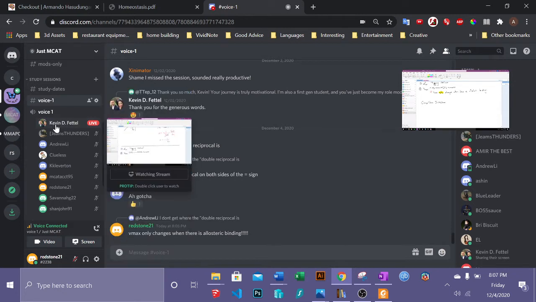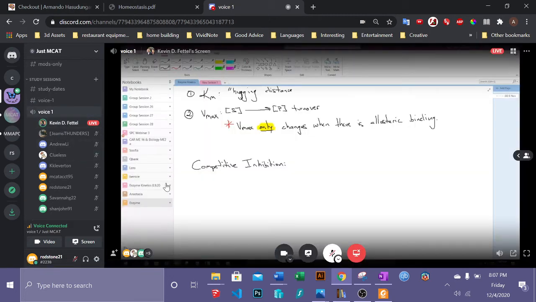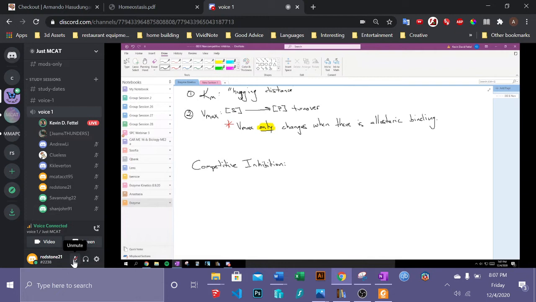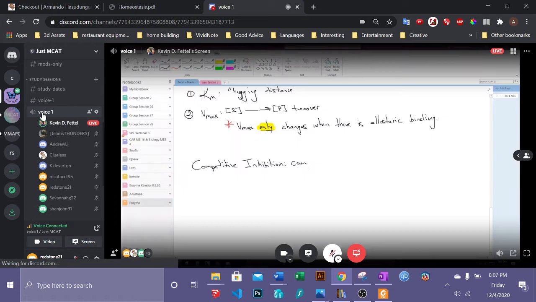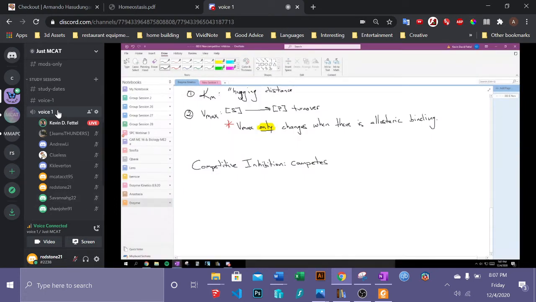Can everybody give me a layman's definition of competitive inhibition? Anybody, for 1,000,000 points. It competes with the substrate. Good. What does it compete the substrate for? The binding site, or what's the name for the binding site? The active site. Okay, competitive inhibition means that the inhibitor competes, hence the name competitive, for the active site. Pretty straightforward, right? No mental gymnastics here. For the active site. Makes sense. It's in the name.